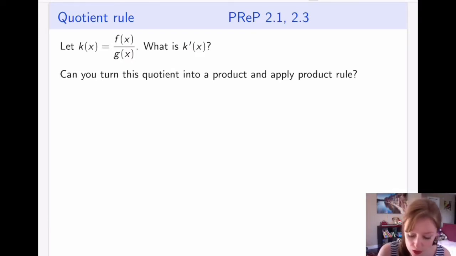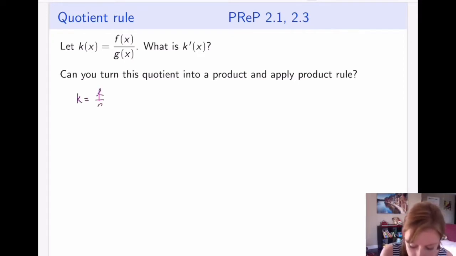product. So this question is saying, if my function looks like this, f divided by g, and I call this function k, how do I take a derivative of k? Now, in order to not introduce something completely new, what we're going to try to do is turn this into a product and apply our already derived product rule, right?